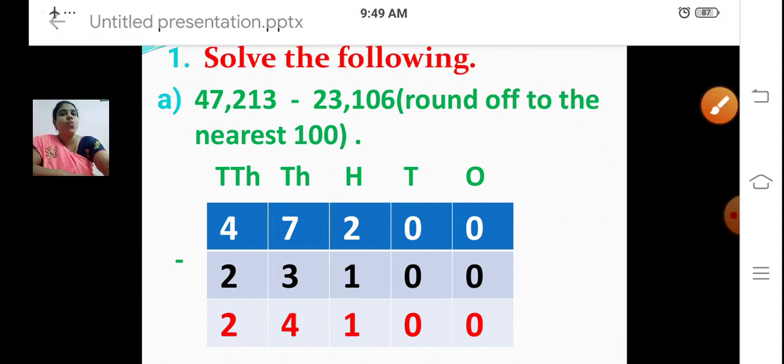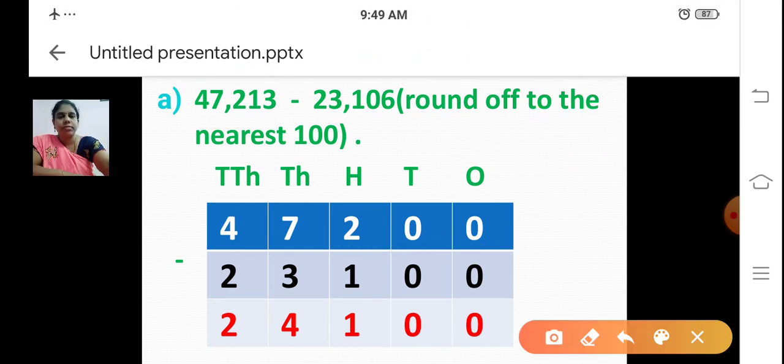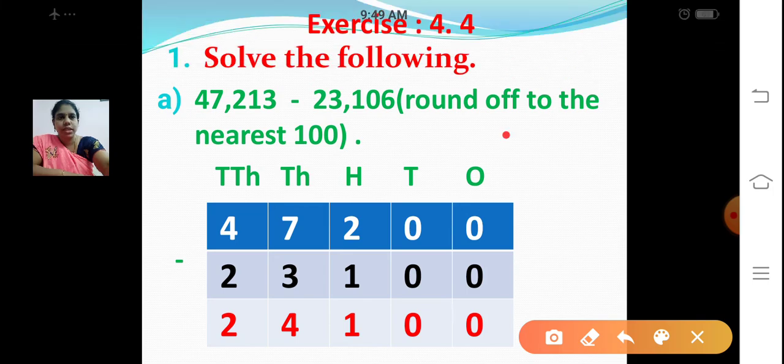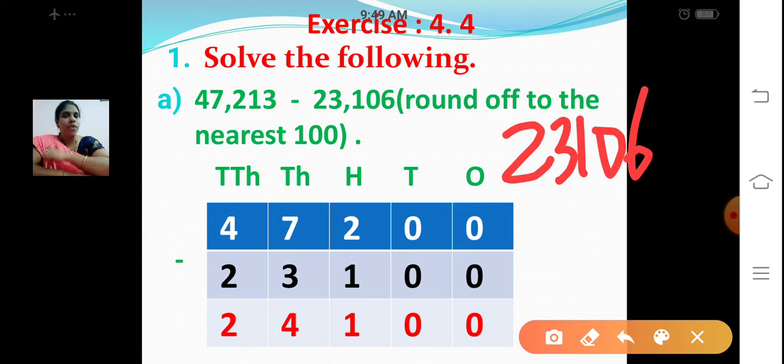Now take the second number, 23,106. To round off that to the nearest 100, see the tens place. This number is also less than 5. So what we have to do? Place 0 in the ones place and tens place, and the hundreds place remains the same. So 23,106 is rounded off to 23,100.